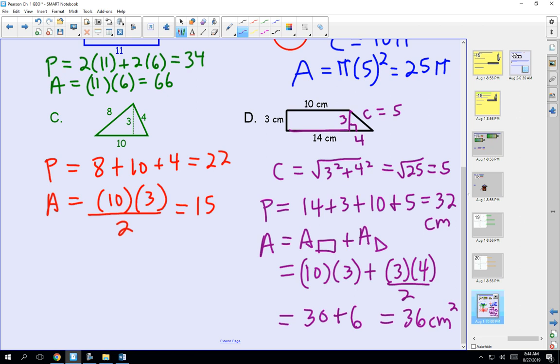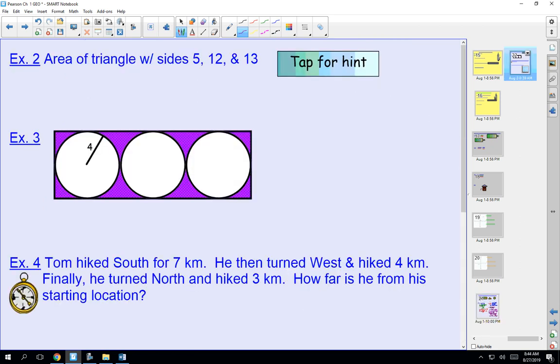Alright, so here we go. It says the area of a triangle with sides 5, 12, and 13. So I'm not given a picture of it, but based on a little theorem here. Just tap for a hint. Let's see what that hint is. A little theorem from a guy by the name of Pythagoras that keeps showing up here. It's kind of the key to this.